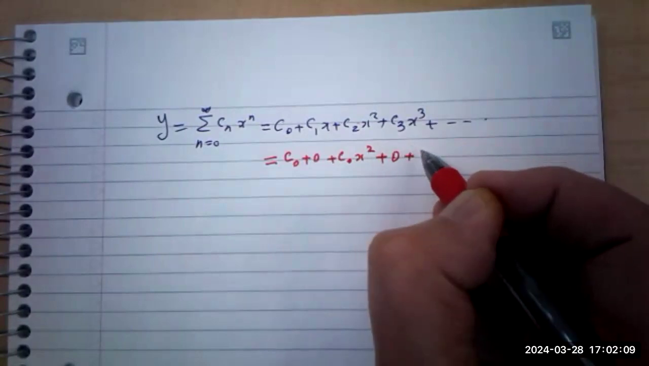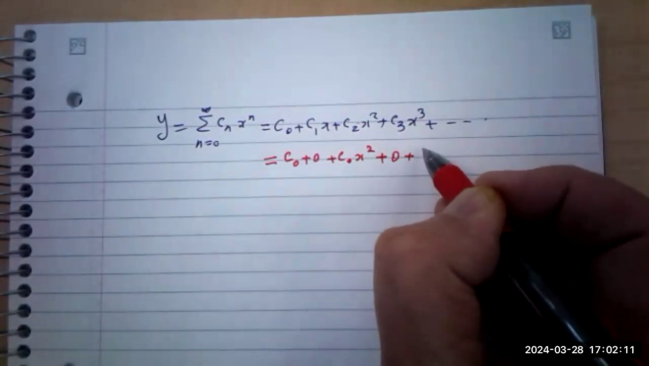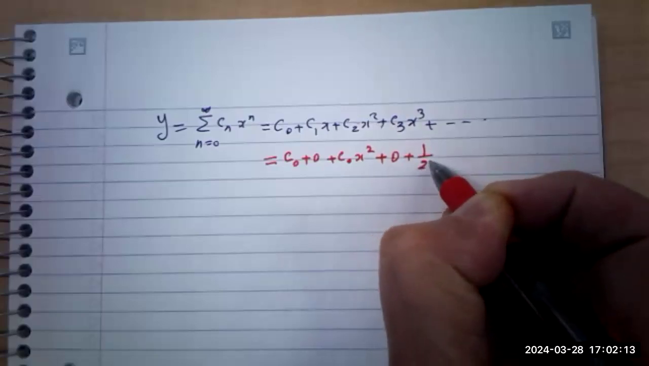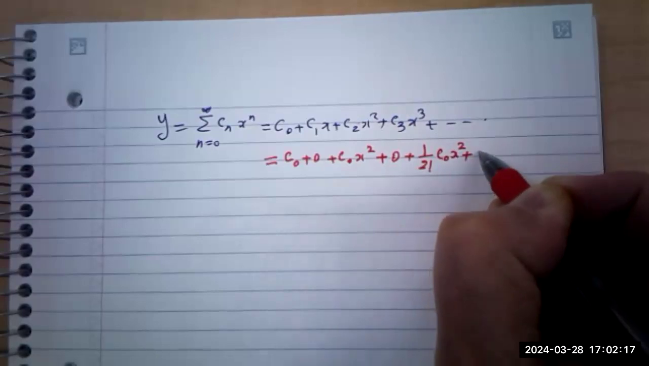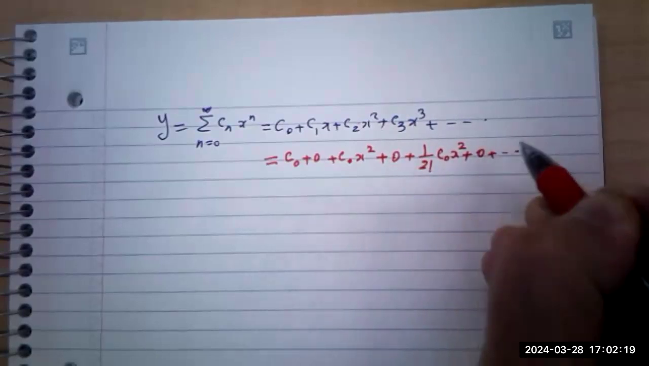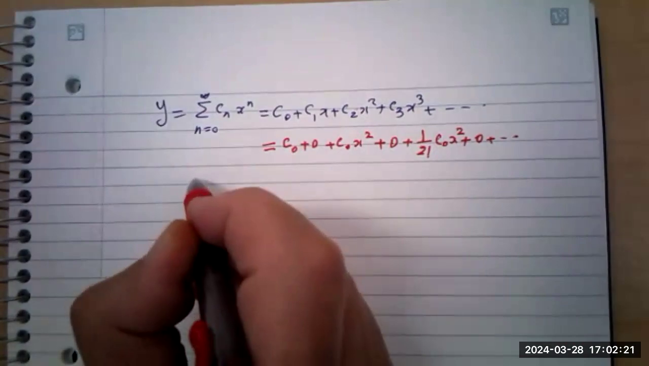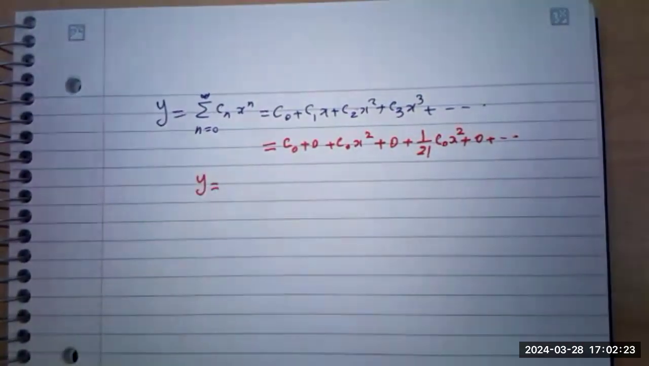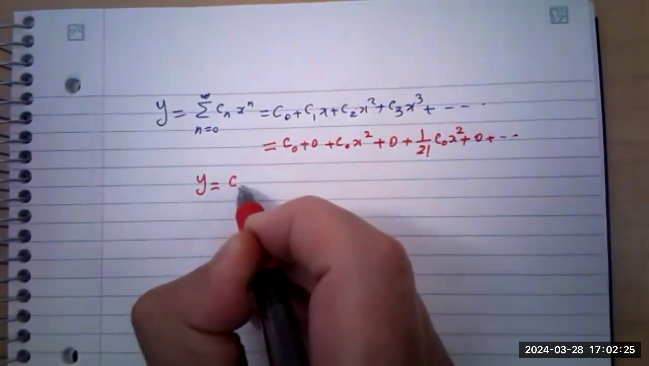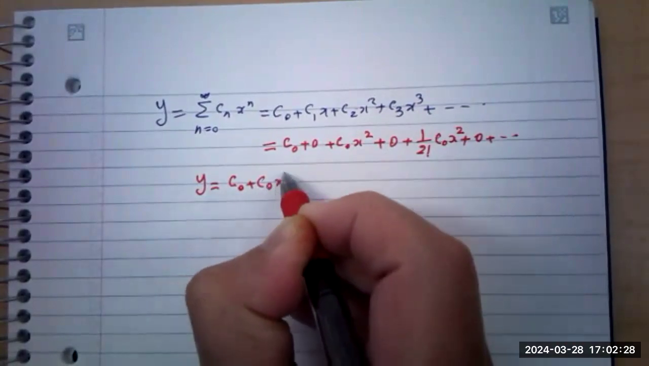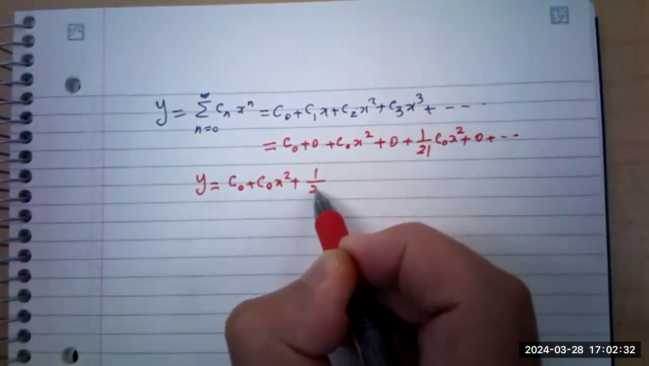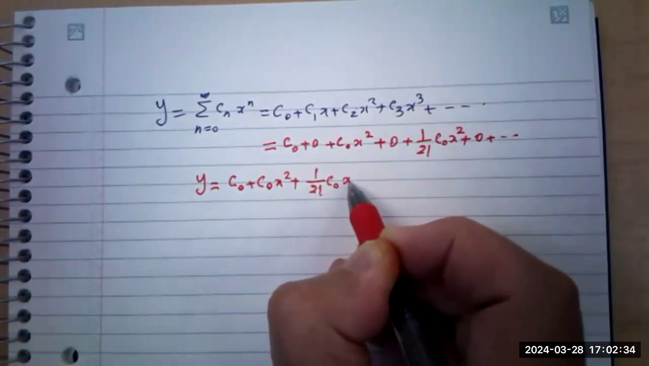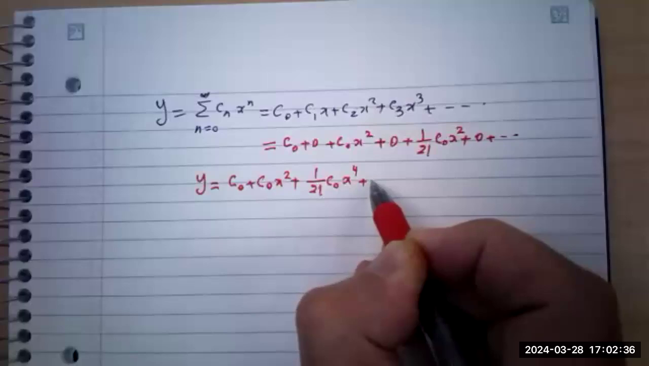C4 was 1 over 2 factorial C0 x squared. Okay, this is going to be 0, and then you continue. So this is it. The y is going to be equal to C0 x squared plus 1 over 2 factorial C0 x to the 4th.